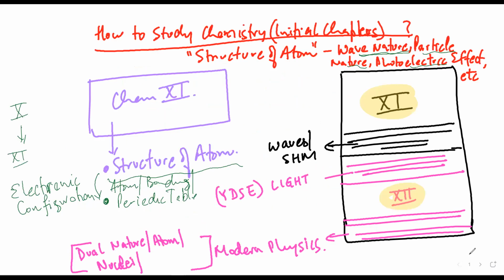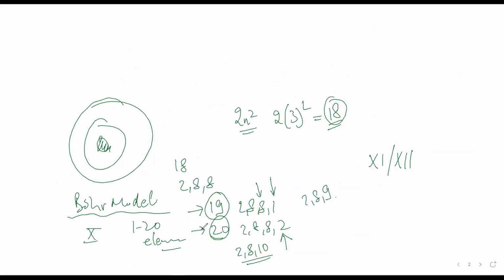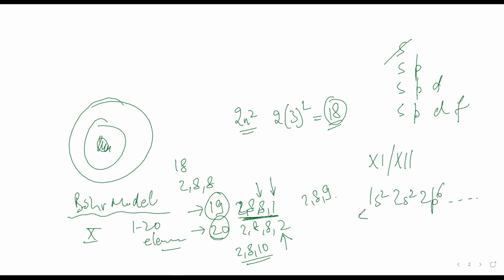But in chemistry, one of the things that you need to understand is that our main aim in structure of atom is to understand how this electronic configuration is written in terms of something called SPD, SPDF orbitals. So they'll talk about something like 1s2, 2s2, 2p6, and this is the kind of configuration that we'll have to learn.